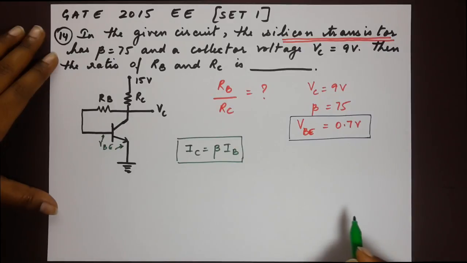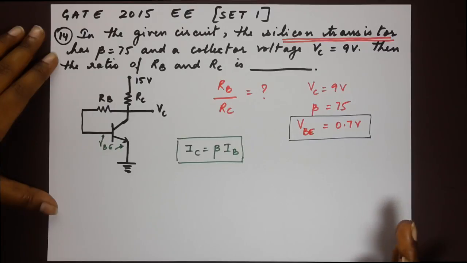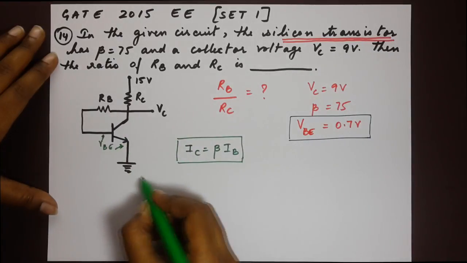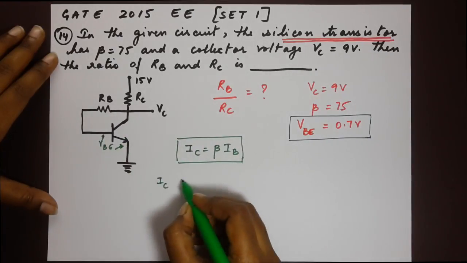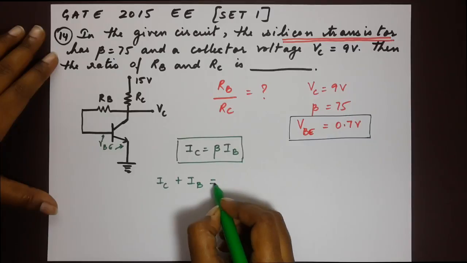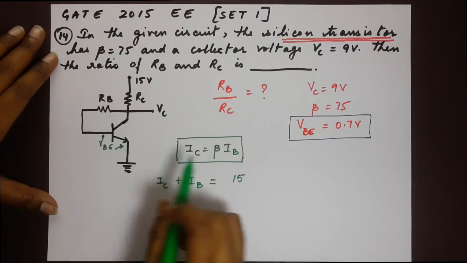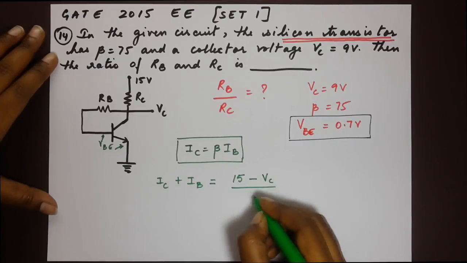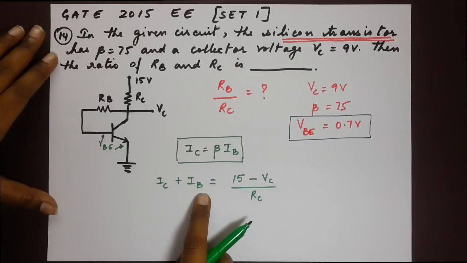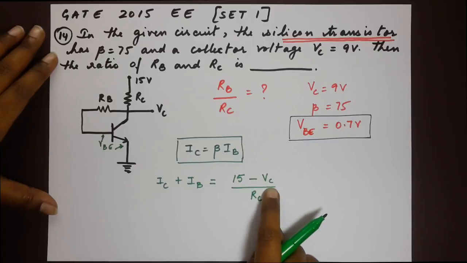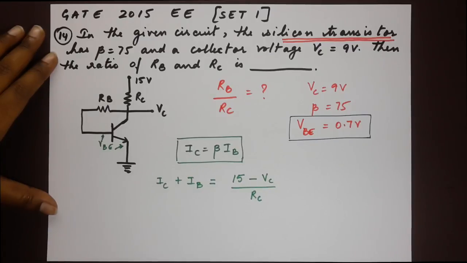Okay, next. Now let's write down the equation here for IC in terms of IC, IB and VC and RC. Okay, so here we have IC plus IB is equal to 15 minus VC divided by RC. The sum of the currents IC plus IB is equal to the difference of the voltages, 15 minus VC, divided by RC.